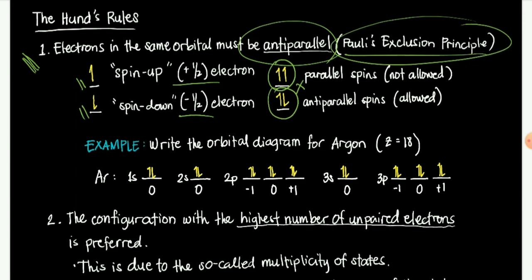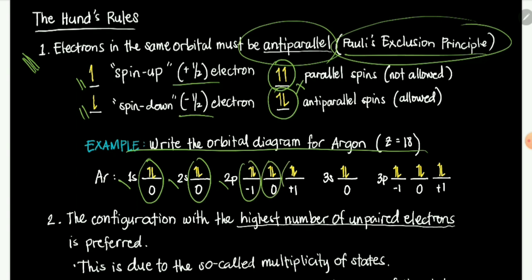Okay? So for example, we have the orbital diagram for argon. So this is how you write the orbital diagram. So sa bawat isang subshell, meron tayong orbital. So for 1s, we have 2 electrons in the orbital. For 2s, we have 2 electrons. Okay? So sa 2p, meron tayong tatlong orbitals. Okay? And we have 2 electrons per orbital na puro antiparallel to each other. So for 3s, again, we have 2 electrons. And then finally, we have 3p na may tigda dalawang electrons. Okay? So, ganyan yung Hund's rule na una or yung first Hund's rule.